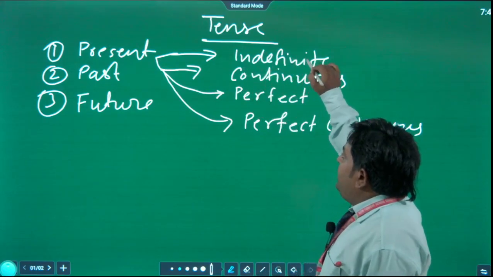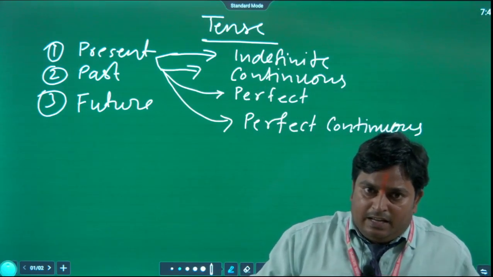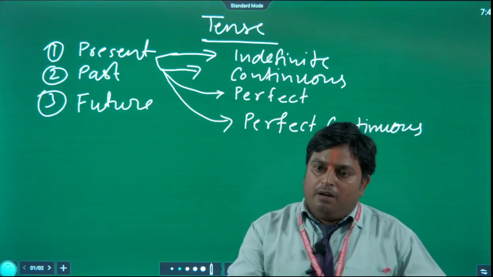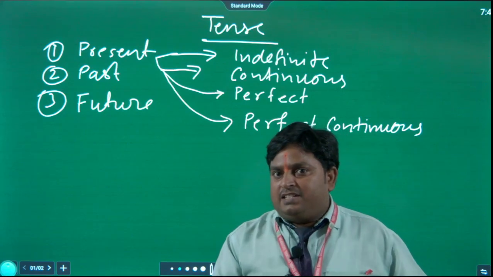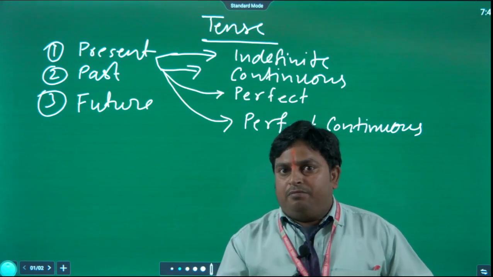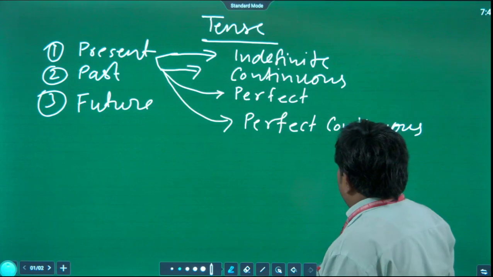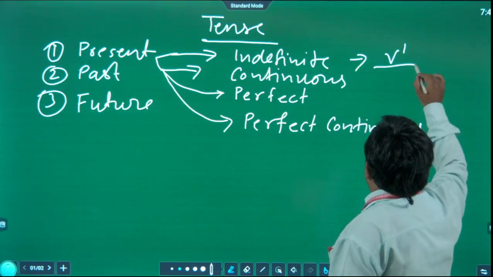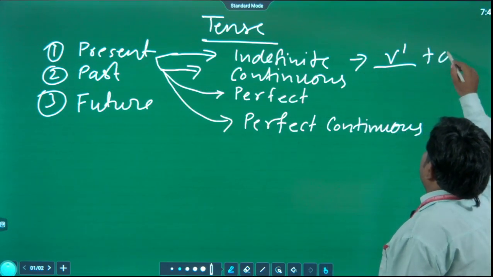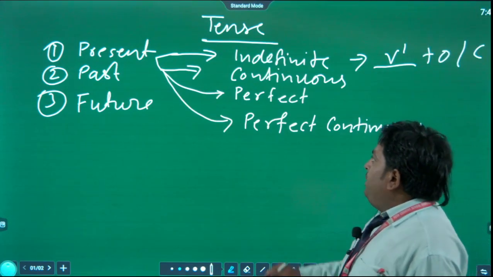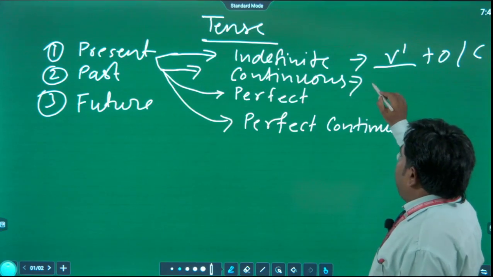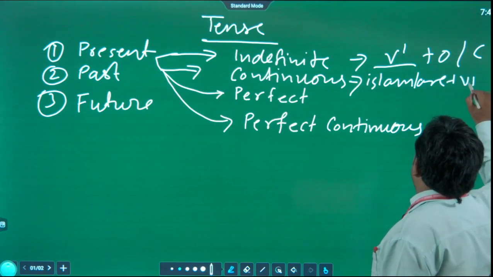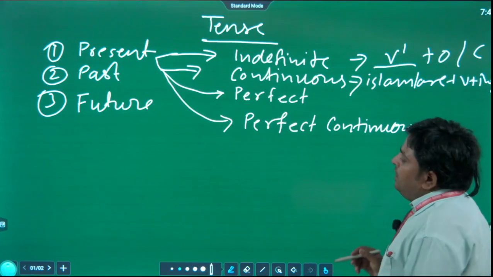Dear students, in the present indefinite tense, in Hindi its identification is words like ता है, ती है, ते हैं and so on. But in English we can recognize it with the first form of the verb. Here in the present indefinite tense we use the first form of the verb, and after that object and complement. But in the continuous tense, as helping verb we use is, am, are and the ing form in the main verb.